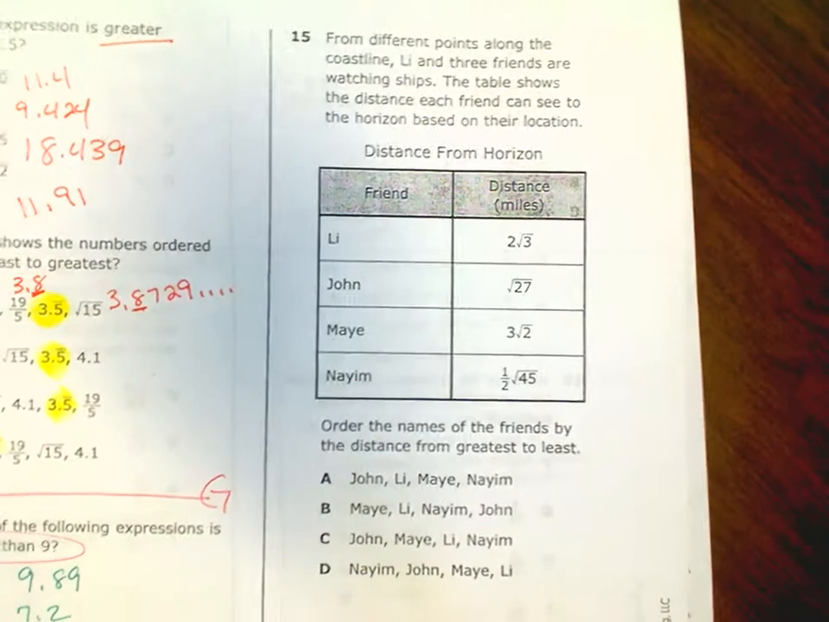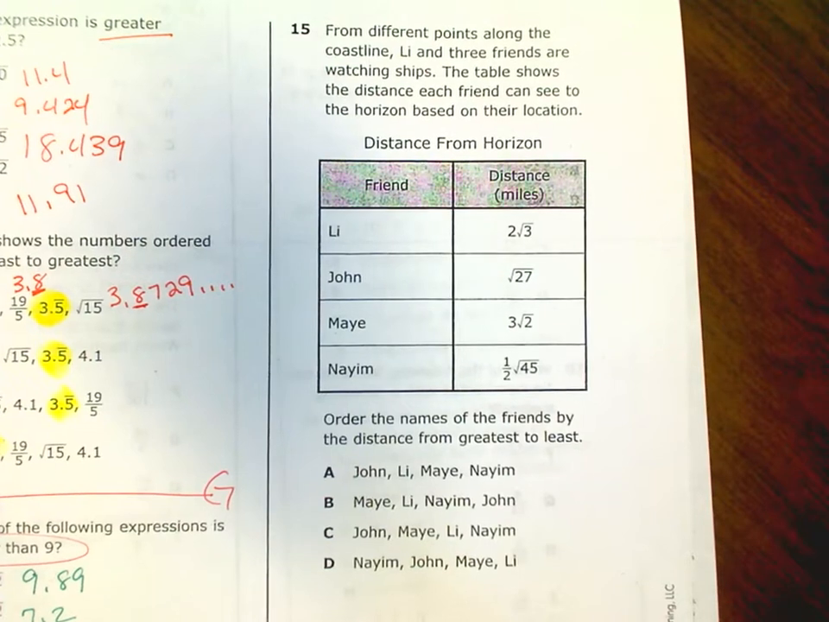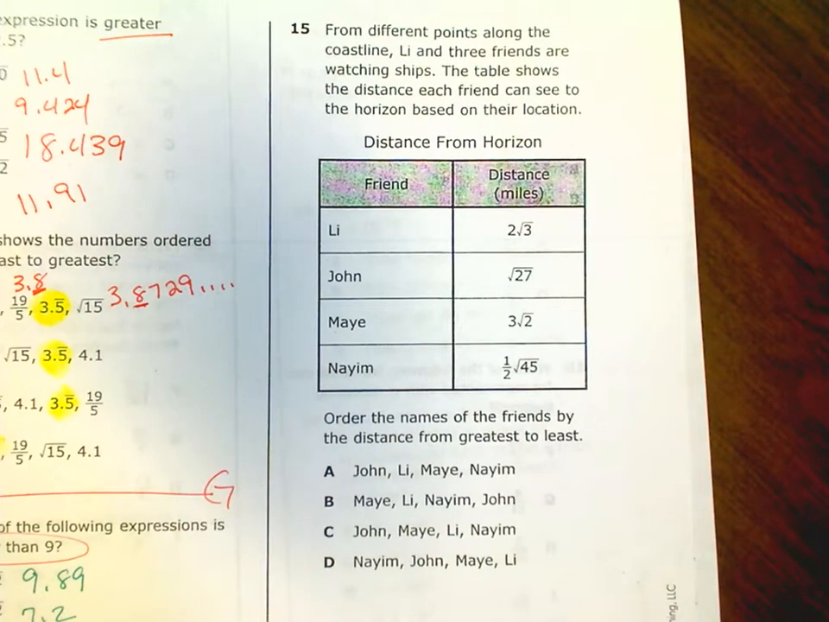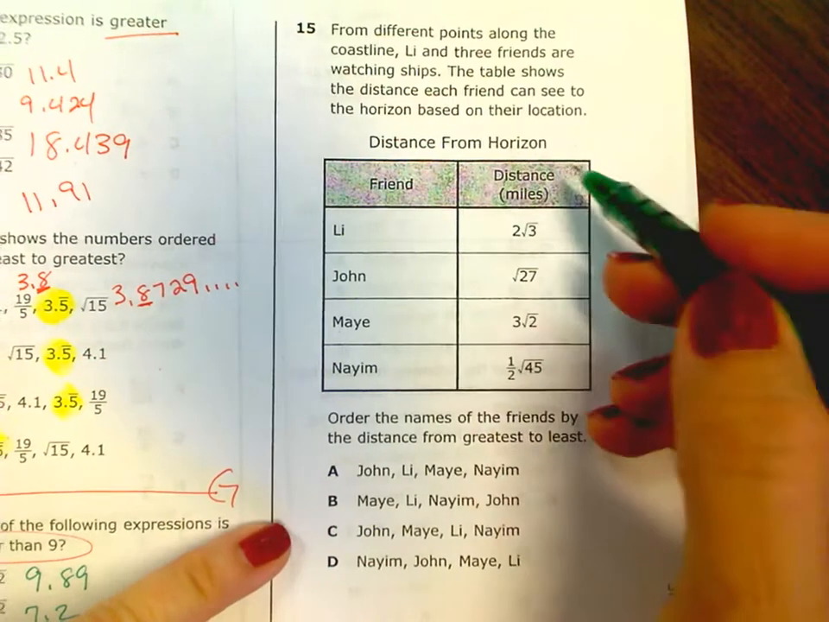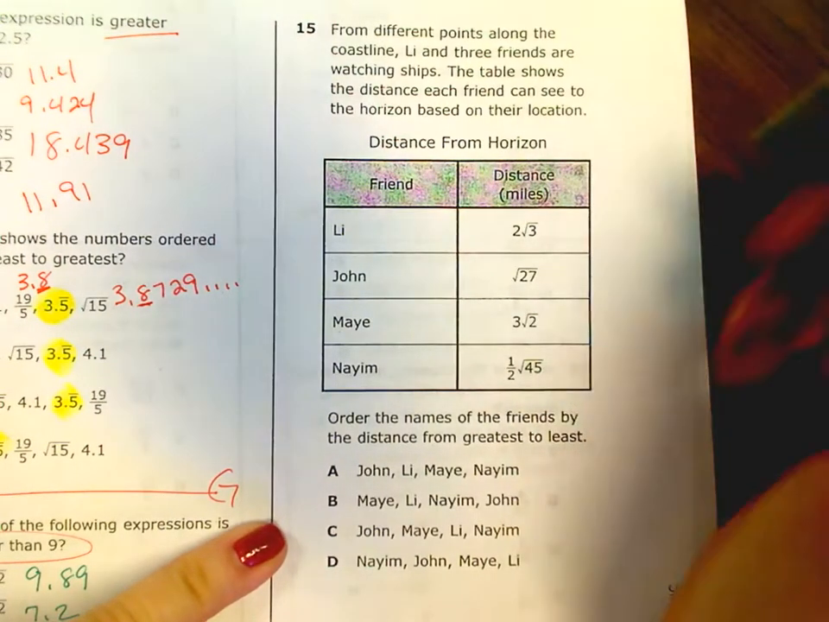Number 15. At different points along the coastline, Lee and 3 friends are watching ships. The table shows the distance each friend can see to the horizon based on their location. So we have all sorts of numbers over here. Let's change them to decimals.